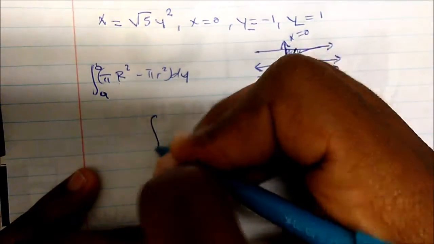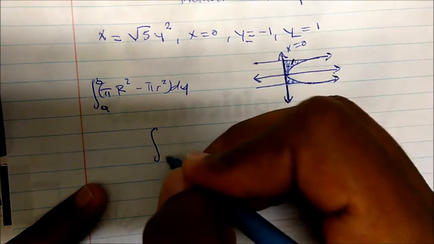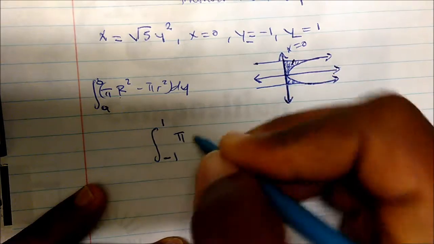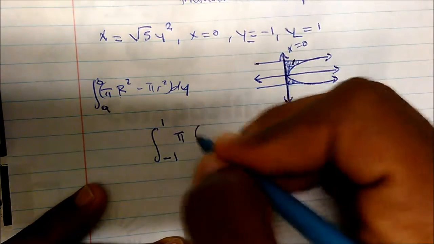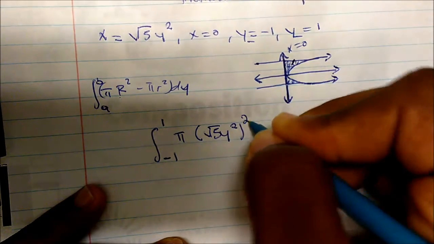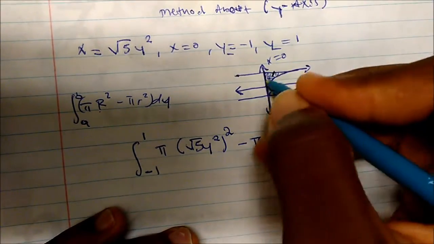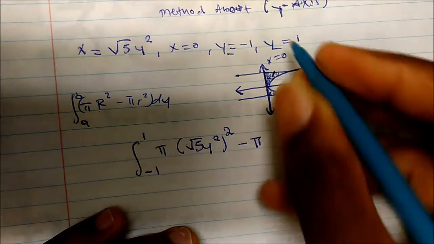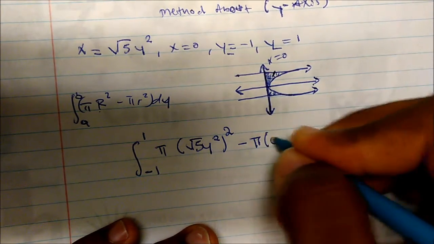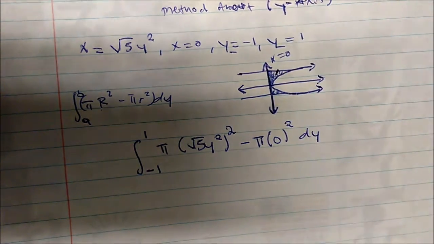So if I set my integral, the limits of integration with respect to y are given. So this is from -1 to 1 of pi. Well, what's my big R? It's the upper function squared. What's my lower function? That happens to be 0 along the line of the y-axis. So this is pi R, which is 0 squared dy.